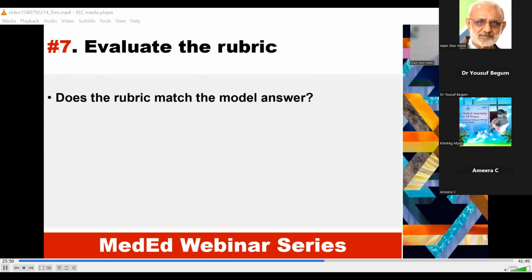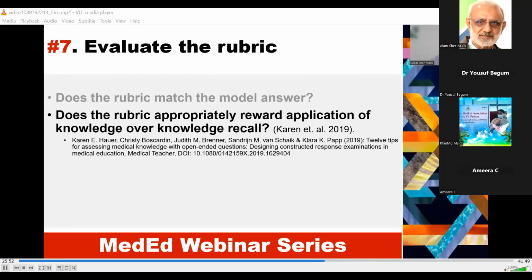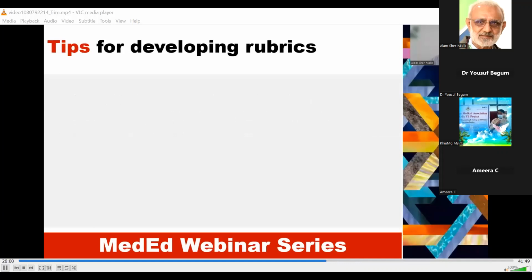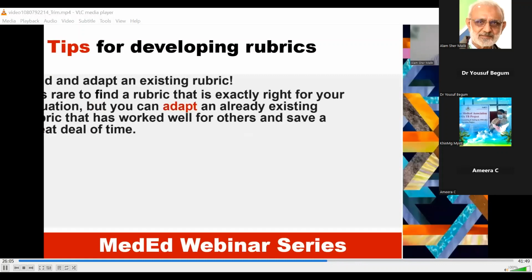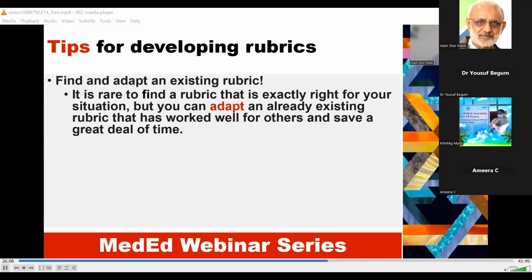Does the rubric match the model answer? Does the rubric appropriately reward application of knowledge over knowledge recall? Here are some tips for developing rubrics. Find and adapt an existing rubric. It is rare to build a rubric that is exactly right for your situation, but you can adapt an already existing rubric that has worked well for others and save a great deal of time.